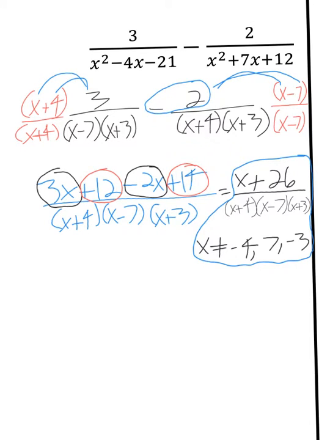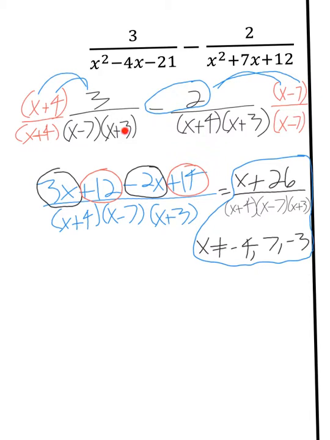On this one, each denominator is factorable. The factors of 12 that add up to 7 were 4 and 3, just like in the last example. The factors of negative 21 that add up to negative 4 are negative 7 and positive 3. Okay, so this in black is just me factoring the denominators.